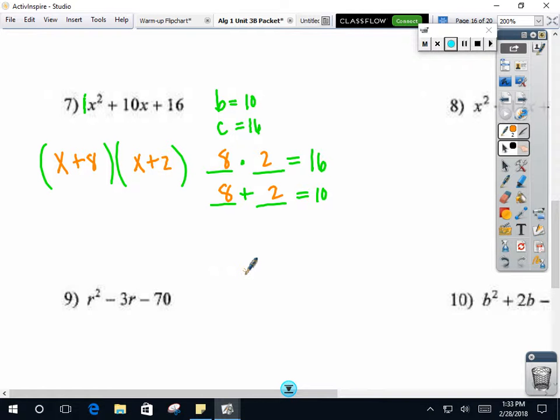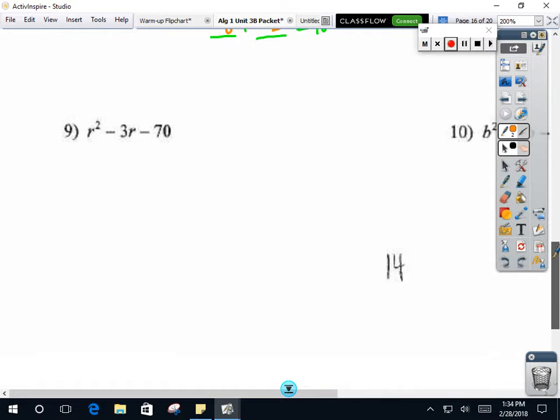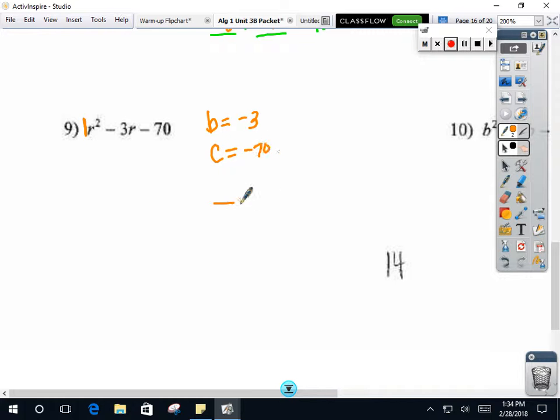All right, number 9. Okay, number 9, the A value is 1. So right now that's not a concern for us. The B value is what, Sion? And the C value is what? Okay? So we're looking for two numbers. And those two numbers need to multiply to give us what? And add to give us negative 3. And those will be our two factors.